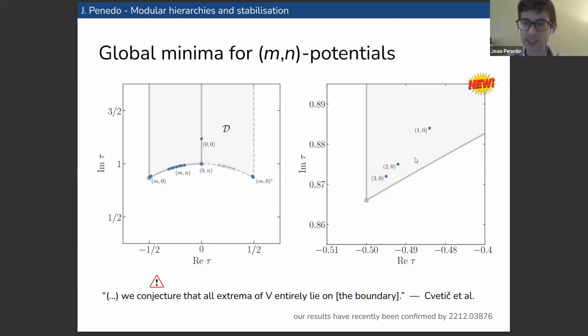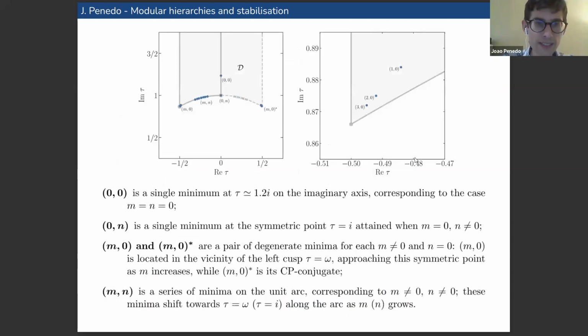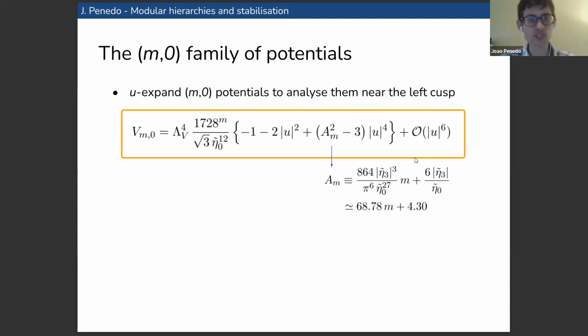These results were also recently confirmed by a paper from December. So what we found are these minima, the ones they find, the one at the symmetric point tau equal to I, that one is exactly at I, some around the arc, but no minimum at the cusp, just close. And in fact, we were very careful to expand the potential to find how close.